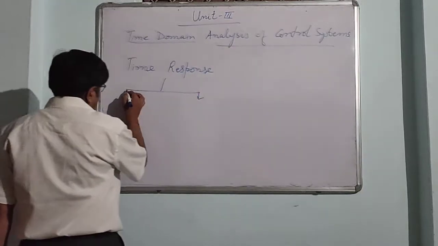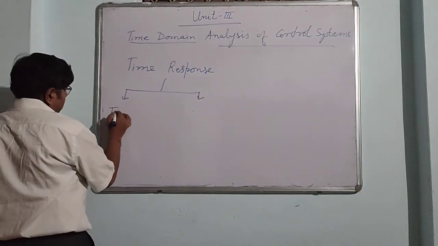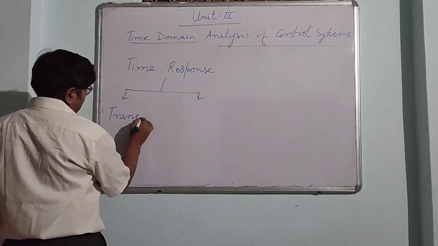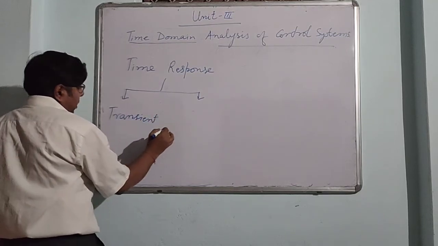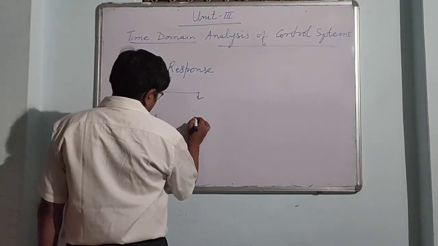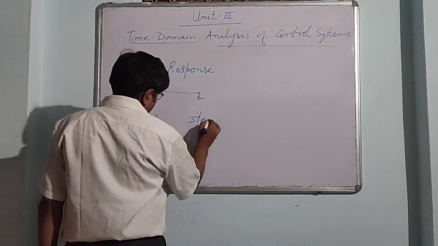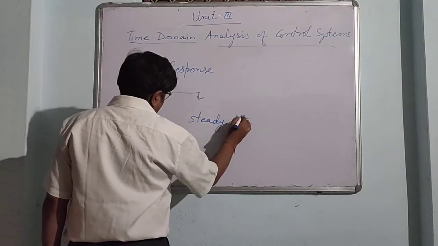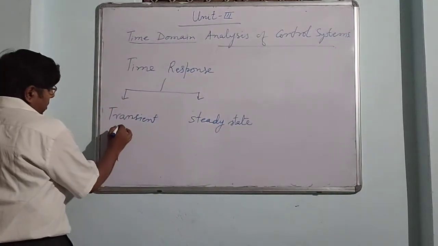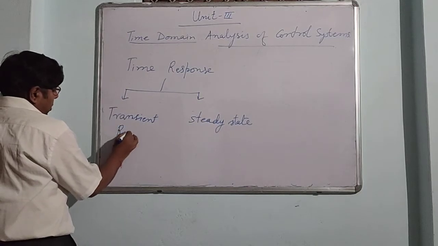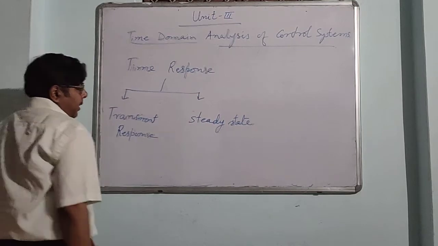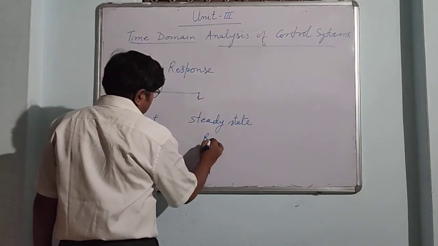One is transient and another is steady state. So we have two parts. One is the transient response and another is the steady state response.